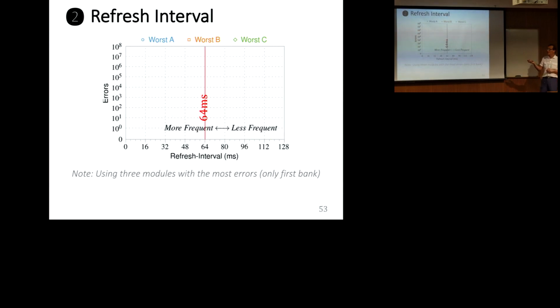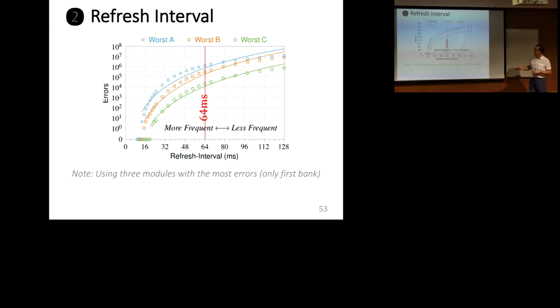So refresh is another one, examining the refresh interval. Today, we refresh everything every 64 milliseconds. If you do it more frequently, you expect the errors to reduce. If you do it less frequently, you expect the errors to increase. And that's exactly what you get. Basically, if you want to get rid of all of the errors in the system, you want to increase the refresh rate by 7x, reduce the refresh interval by 7x. Not a good solution also, right? I don't think so.